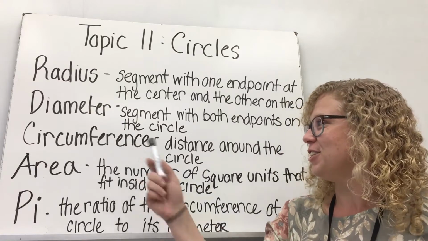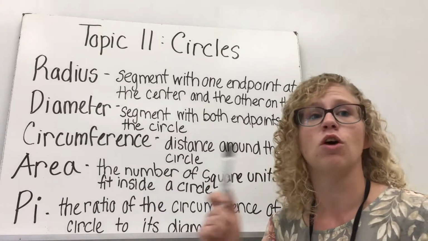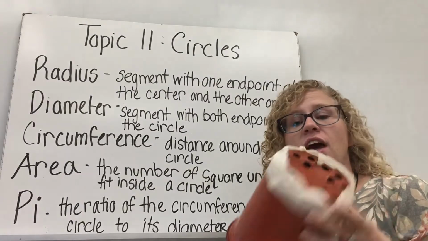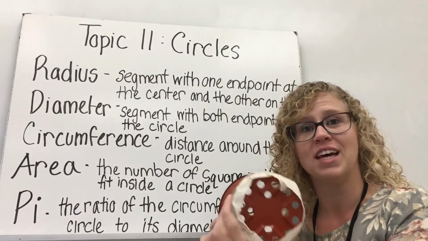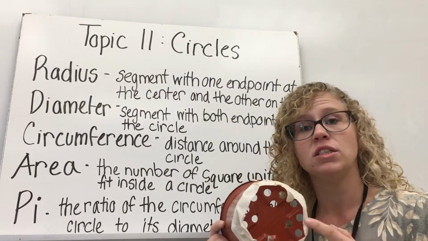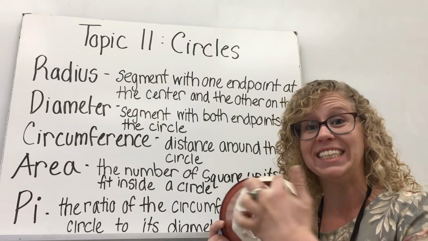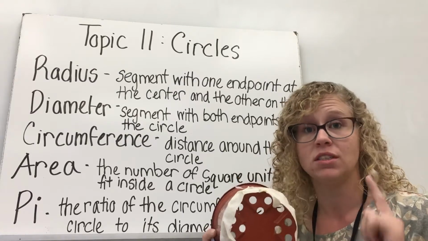The next definition is going to be of a circumference. That's the distance around the circle. So if you look at this flower pot, I've put tape on the exterior of the circle. This is the circumference of the circle, the distance around. Remember, distance can never be negative.